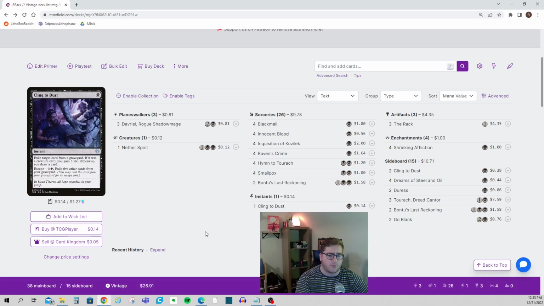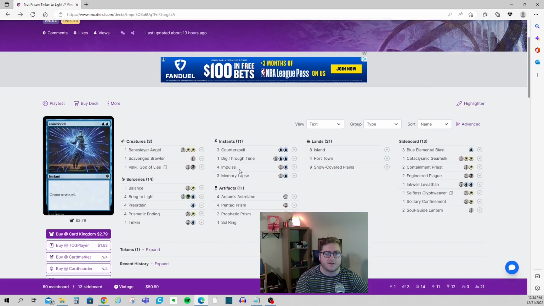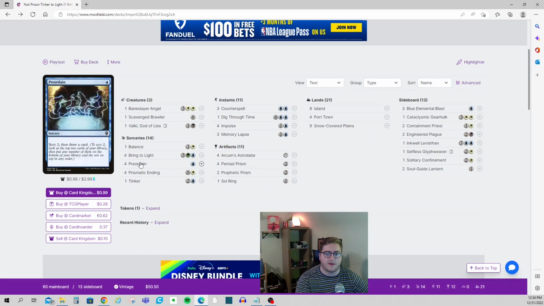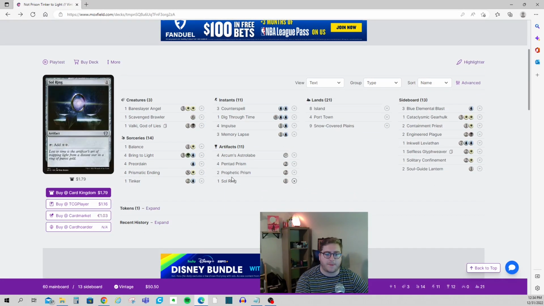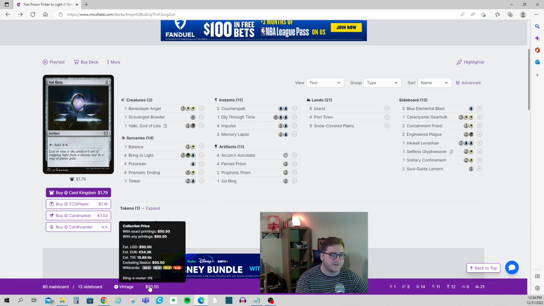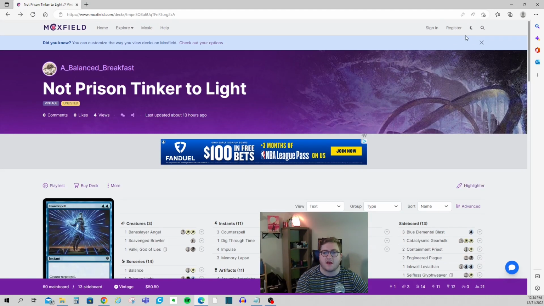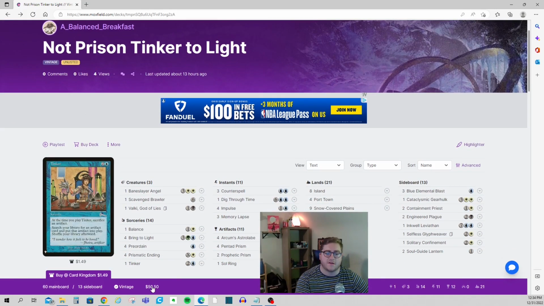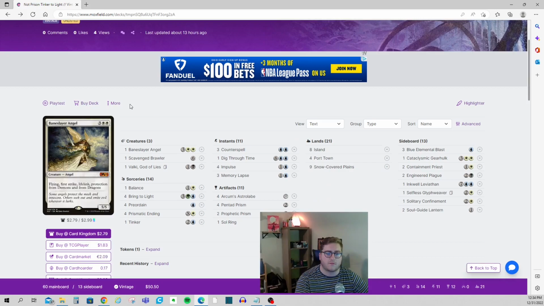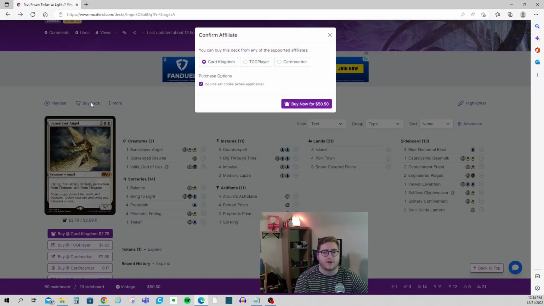I will say one thing that's a little bit weird. So Everett sent this Bring to Light deck. Couple things about it. Right now it displays as $50. It's not a $50 deck. It is the correct price, but because I'm not signed in here, it is using the default, which I think is Card Kingdom pricing. So if I go to buy deck, $50. But if I tap TCGplayer, $28.25, right? That's the correct pricing.